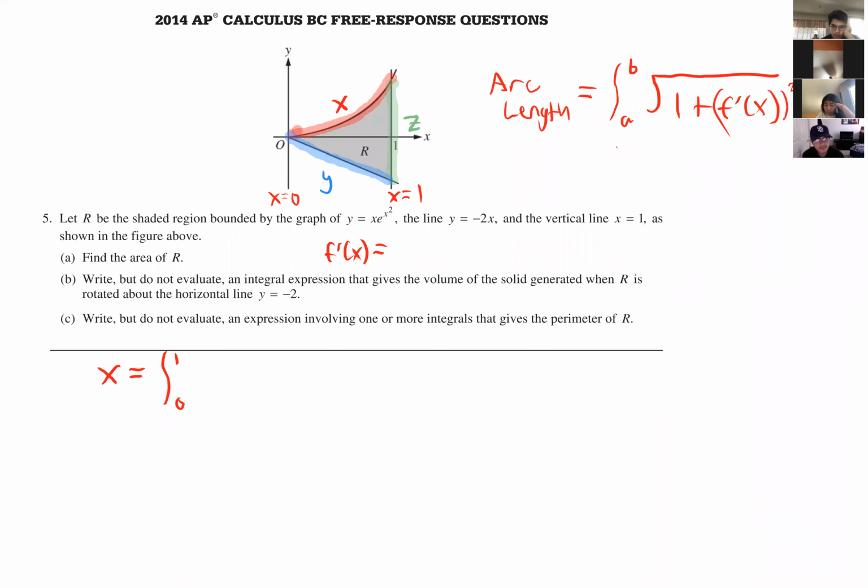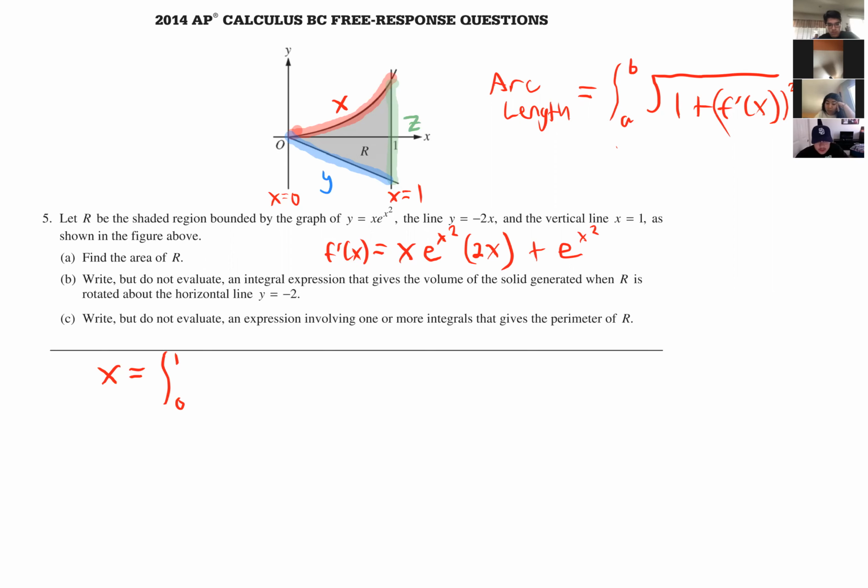I'm going to do product rule. So it's going to be the first factor times the derivative of the second. So when I take the derivative of e to the x squared, it's e to the x squared times the derivative of x squared, which is 2x. That's chain rule. Plus the second factor times the derivative of the first. So the derivative of x is just 1. So that's going to give me my f prime of x.